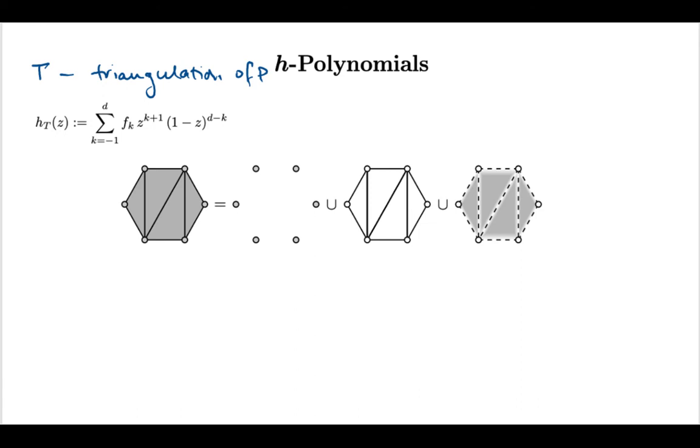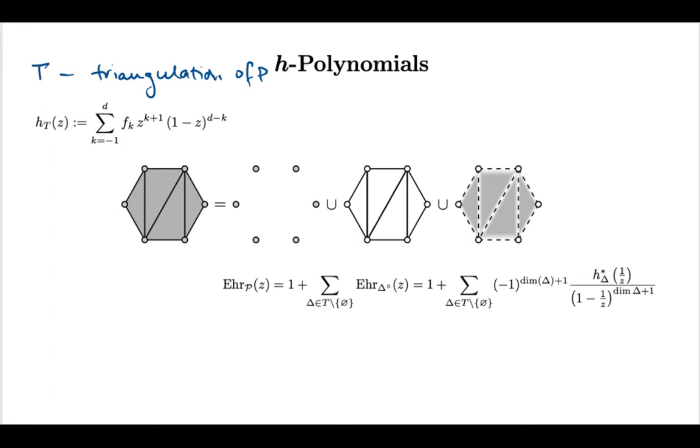I hope this picture tells exactly what I mean. This disjoint union gives rise to a way of computing the Ehrhart series of my polytope. Here it is. I'm writing the Ehrhart series as the sum over the Ehrhart series of the relatively open simplices in my triangulation. And of course, for the open simplices, I will use Ehrhart-Macdonald reciprocity.